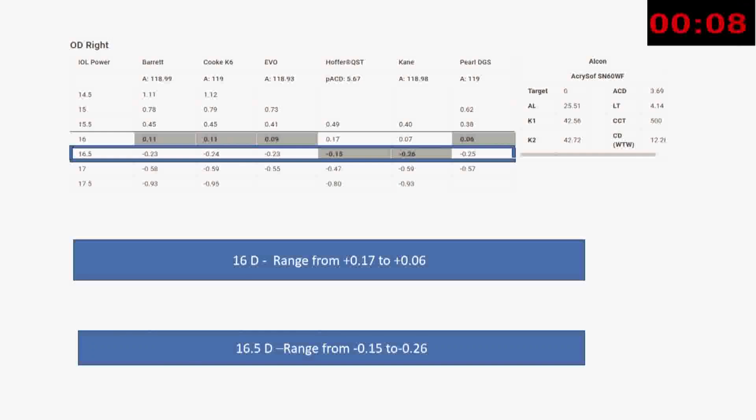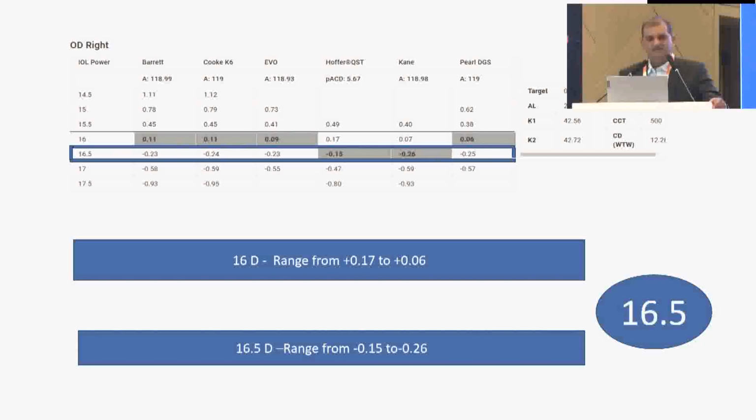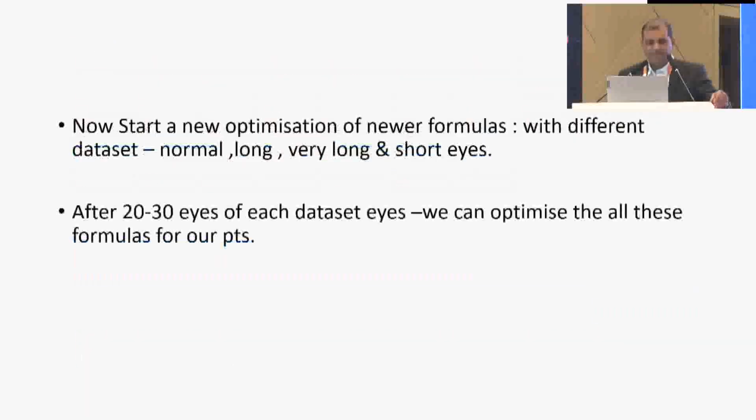So being a considered patient as a myopic, I would like to keep a little bit more on the myopic side. So 16.5 diopter lens has to be selected. So now you can incorporate so many formulas at a time, which is real time available online on the EA series calculator. Thanks for your attention.